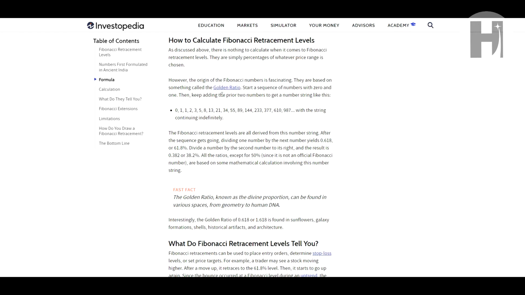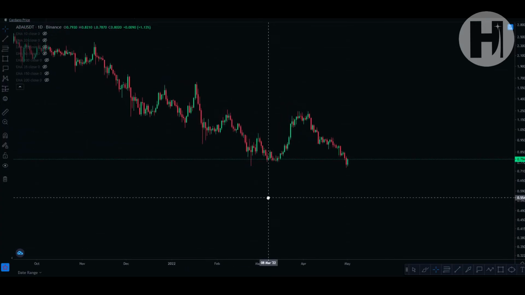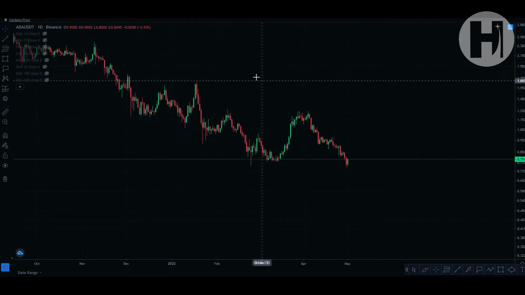So, how do you actually get the Fibonacci levels? Now, we're going to come back to this site in a second. I want to drop into this chart. This is ADA Cardano against USDT. So how do you actually look for the retracement? You go to your indicators, type in Fibonacci retracement, and it should come up.